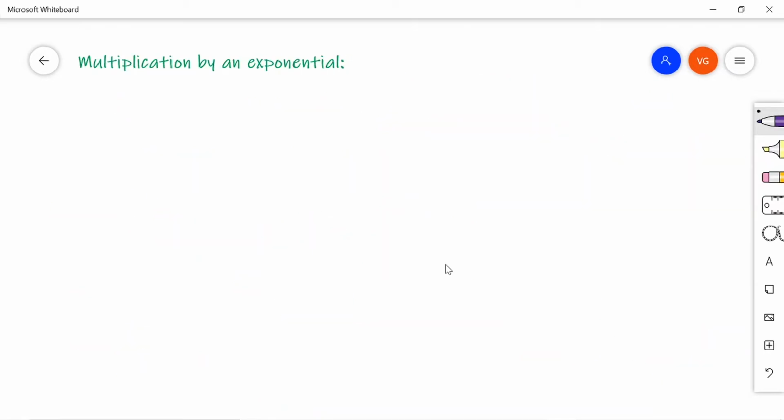Next is multiplication by an exponential. So if you multiply a discrete time signal in the time domain by an exponential signal, what happens to the signal in the z domain?